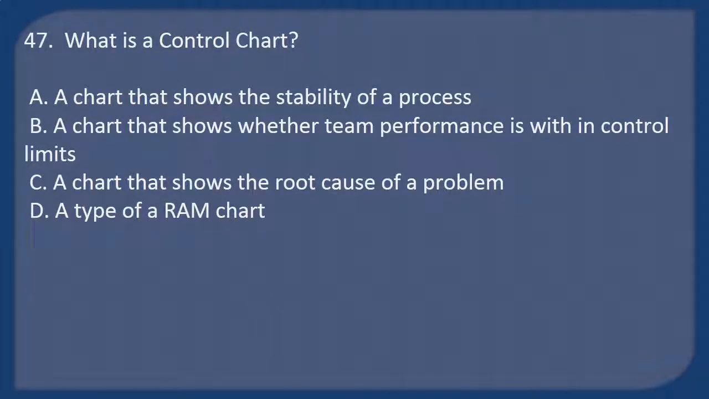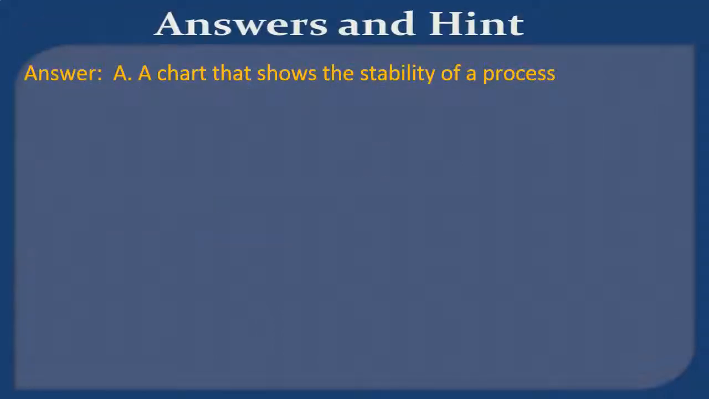Question 47. What is a control chart? A. A chart that shows the stability of a process. B. A chart that shows whether team performance is within control limits. C. A chart that shows the root cause of a problem. D. A type of a RAM chart. Answer: A. A chart that shows the stability of a process.